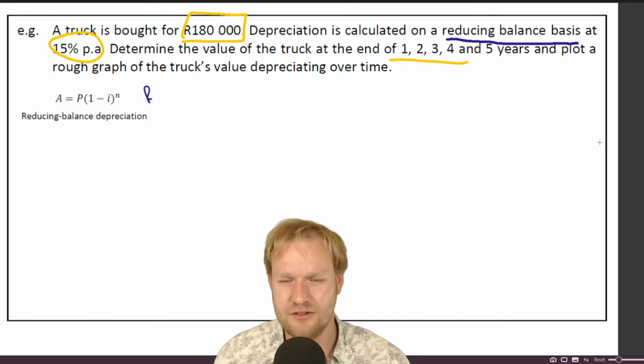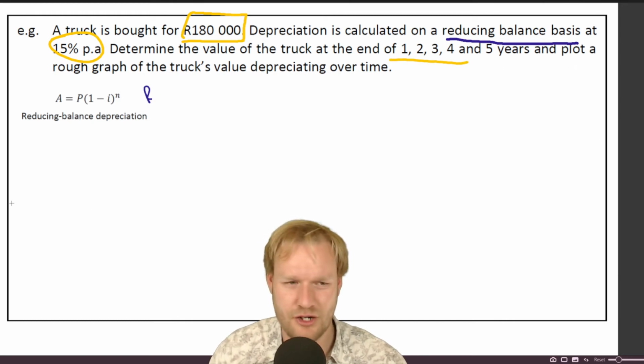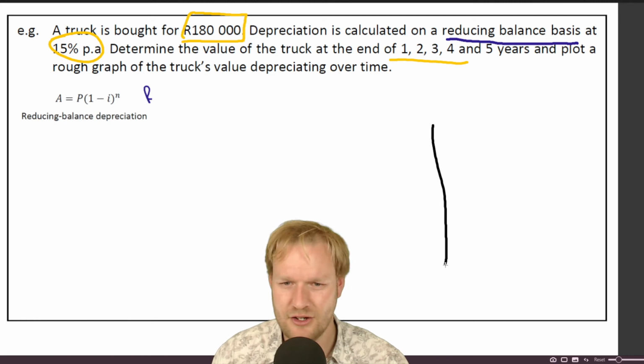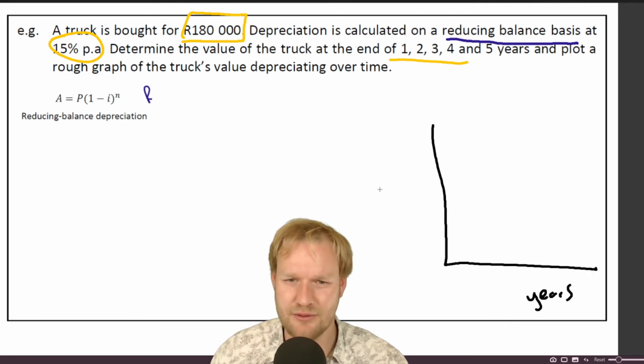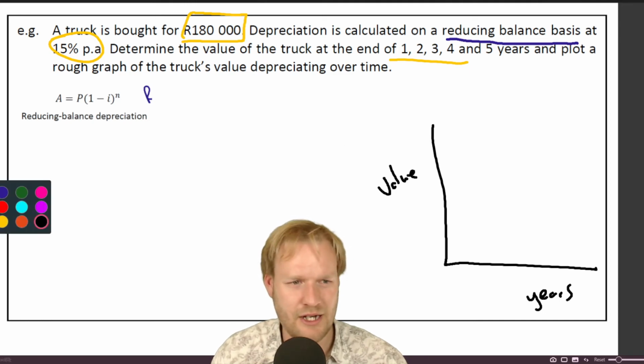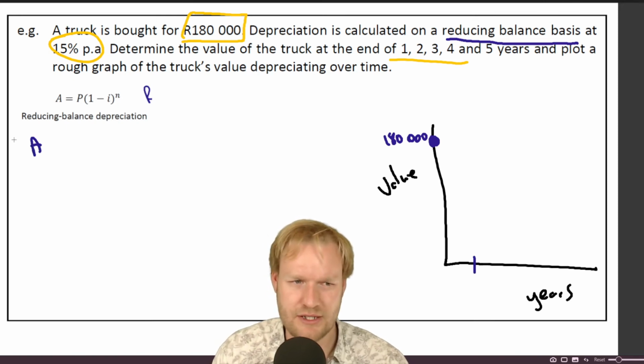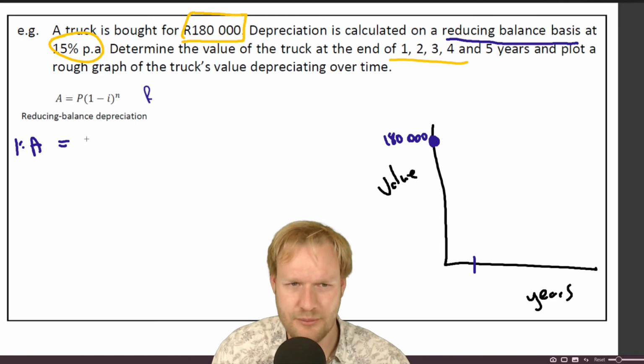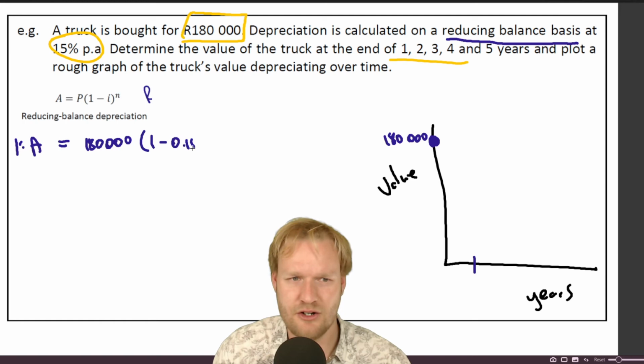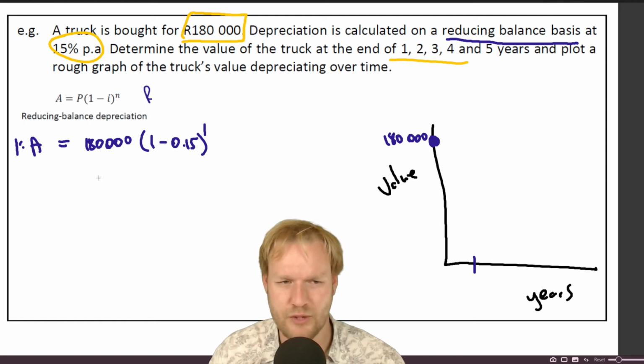Determine the value of the truck after 1, 2, 3, 4, 5 years and plot a graph. So let's get ourselves a nice Cartesian plane ready here, where we're going to look at the years over here and we're going to put the value up here. Now, this one's still going to start similar to the other one. It's going to start at 180,000 Rand after no years. And after 1 year, let's just plug it in and see. So after 1 year, A equals principal amount, 180,000 Rand, times (1 minus 0.15) to the power of 1.